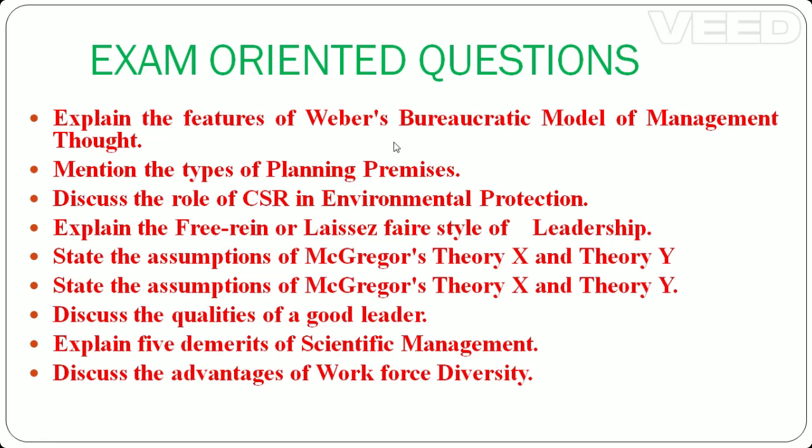Then come the types of planning premises. We all know about planning premises, or planning assumptions. So what are its various types? In this question, you have to understand the various types, and it will also help you to understand what planning premises are. And after that, there is a question: discuss the role of CSR in environmental protection. We all know that the environment is very important for our survival. So, what are the various responsibilities that all corporates should take into account in order to save this environment from the various environmental hazards? This question is very important from the exam point of view.